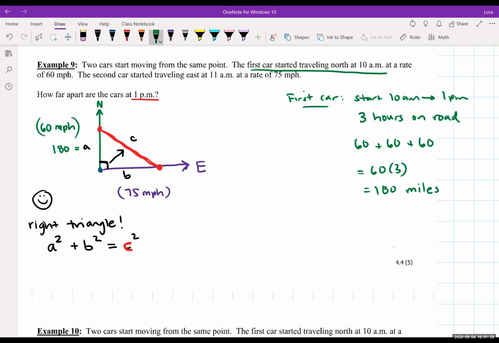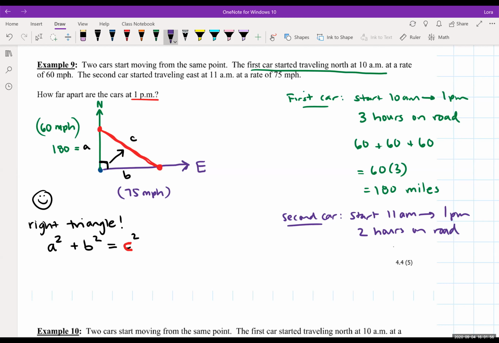And I'll do the same thing for the second car. So the second car, you just kind of have to think through times. It actually started at 11 a.m. and we're taking a picture at 1 p.m. So if I kind of count, 11 a.m. Okay, so that means 12 p.m. and 1 p.m. That is 2 hours on the road.